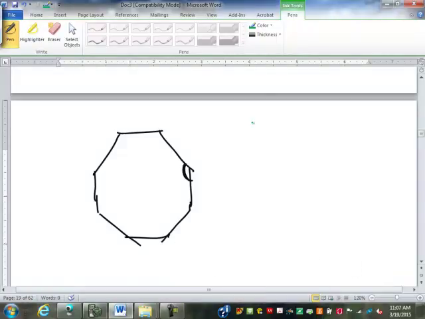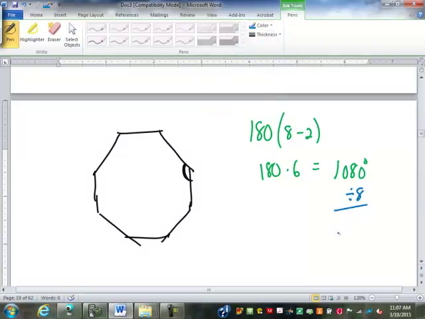So what do we start out with? It's 180. How many sides does this have? 8. So it's 8 angles as well. So 8 minus 2 would be 6. So 180 times 6, 1,080 degrees total. What are we going to do with that? Divide by 8 gives us 135 degrees. Very good.